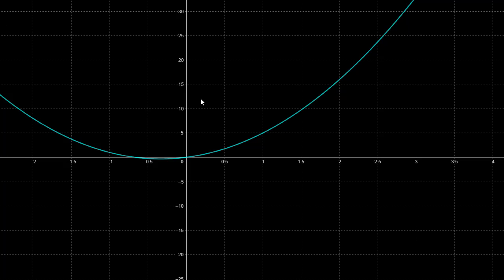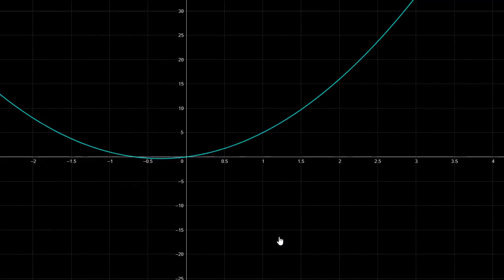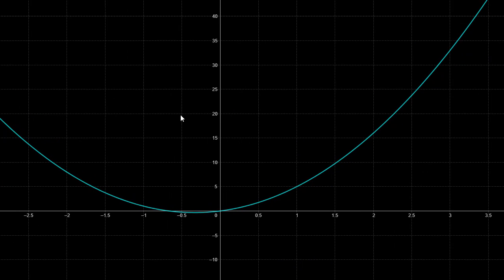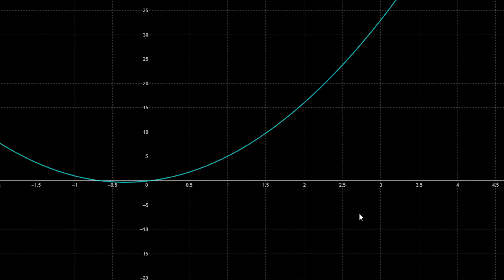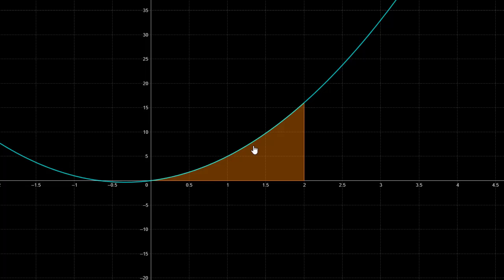Here's the graph of 3x squared plus 2x. I'm zoomed in a bit because we're really only looking from 0 to 2. And that definite integral from 0 to 2 of this function, 3x squared plus 2x, is this area here, the area between the curve and the x-axis. So that's what the definite integral is going to give us.